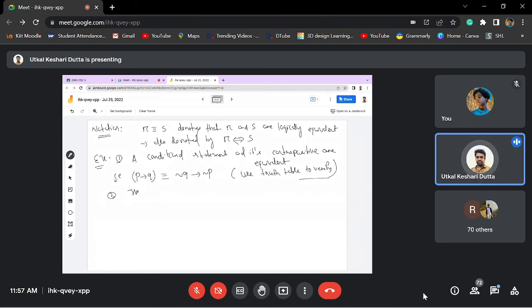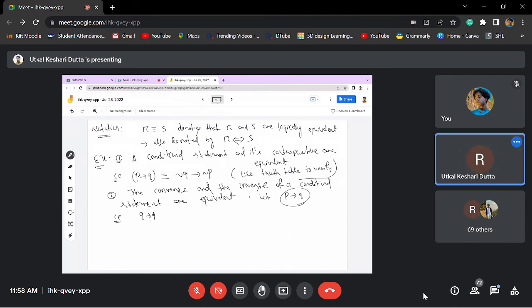Similarly, there is another basic example. The converse and the inverse of a conditional statement are equivalent. Let the conditional be P conditional Q. From it, find the converse and inverse. The converse of P conditional Q is Q conditional P. That is equivalent to the inverse of P conditional Q, which is negation P conditional negation Q. So these are also the same.